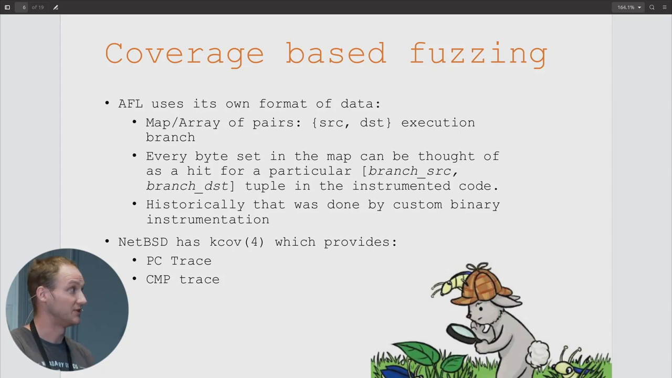From the other side, in NetBSD 8, we had a KCOV coverage device, which provides us a PC trace, program counter trace, and a comparison trace. The way the PC trace works is that you run your process, and inside the kernel we also have instrumentation, which is done during compilation. So you have to compile your NetBSD kernel with an option in order to use KCOV. You cannot get just a normal image and run coverage on it. You need to recompile it. It's very simple: you just go to the config and enable KCOV, and it should work.